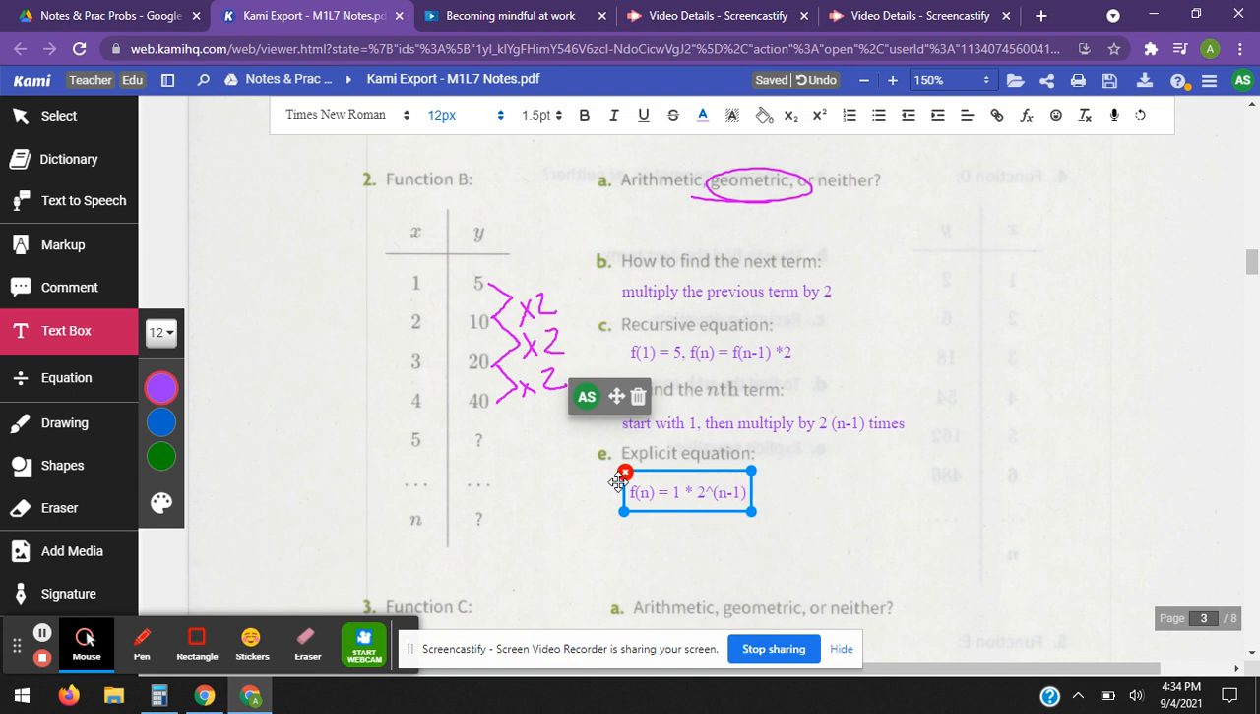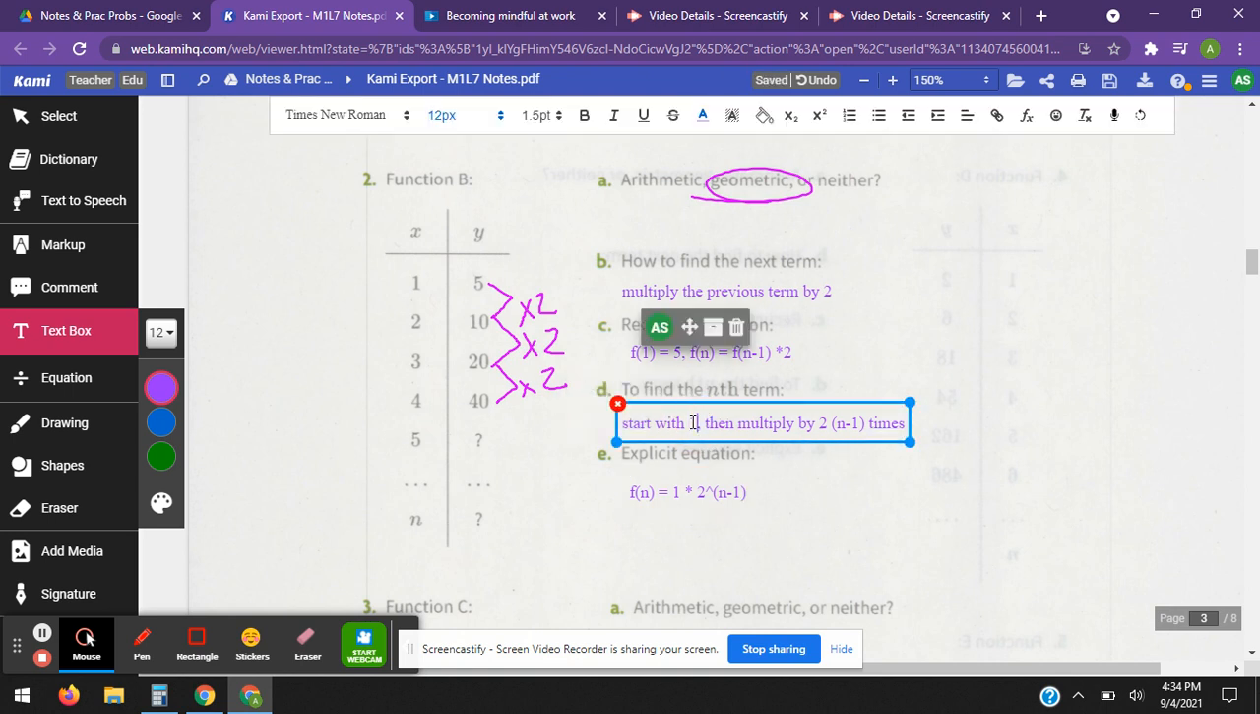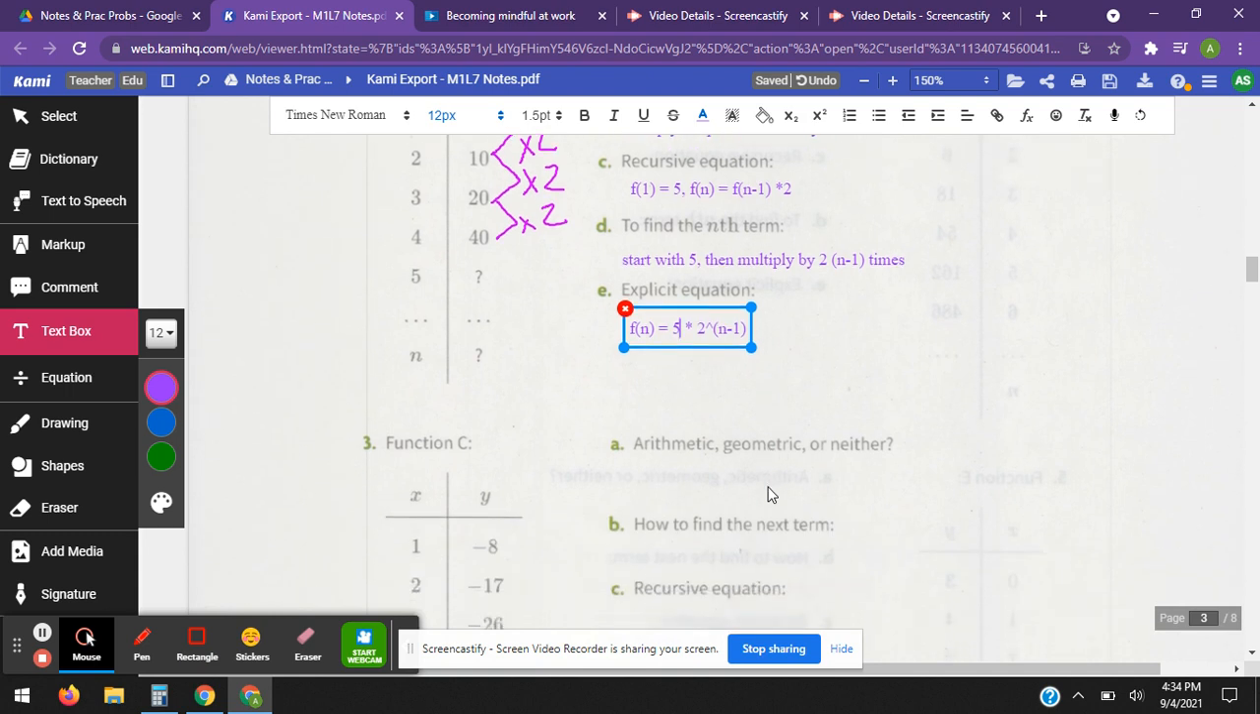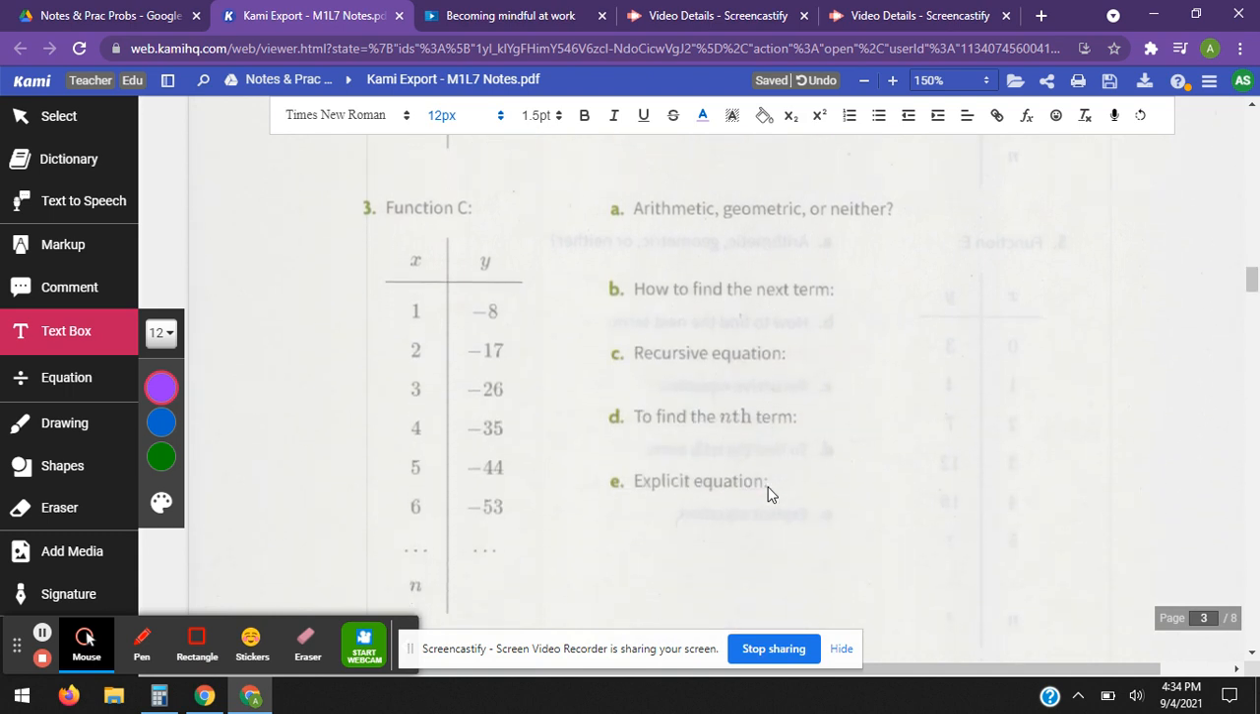So, I don't start with 1, I start with 5. My goodness. First number here is 5. So I'm going to start with 5, and then I'm going to times 2 over and over and over. I was looking at the wrong one. All right, next, function C.